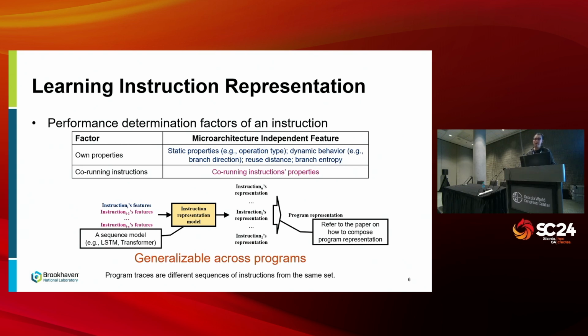A natural benefit of having this instruction representation model is that it generalizes across different programs, because different programs just generate different traces, and different traces are just different combinations of instructions from the same set. For example, on x86, it's just a different combination of x86 instructions. So we can use this single instruction representation model to learn the program representation of any program.